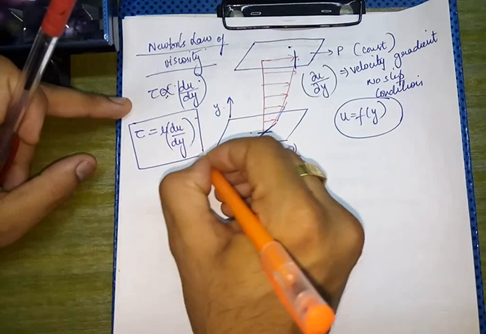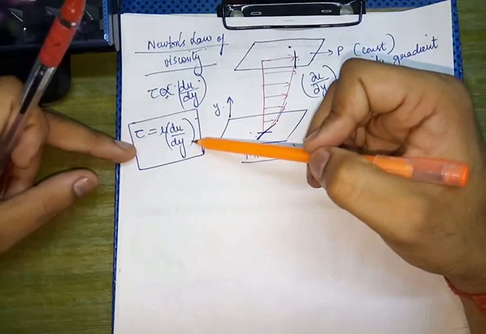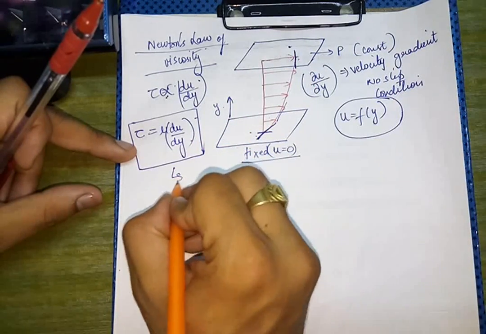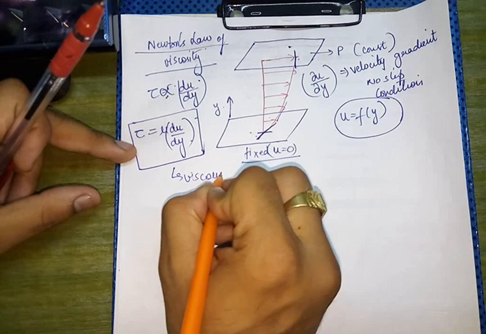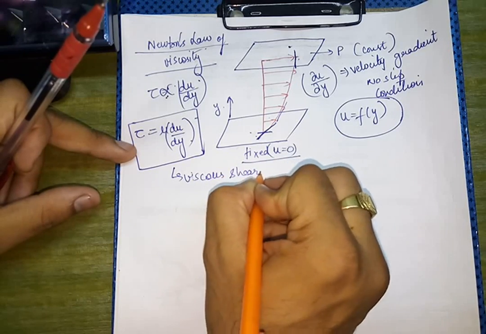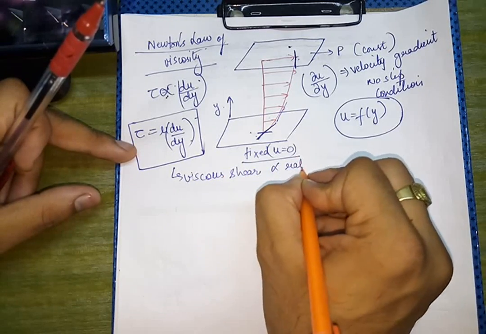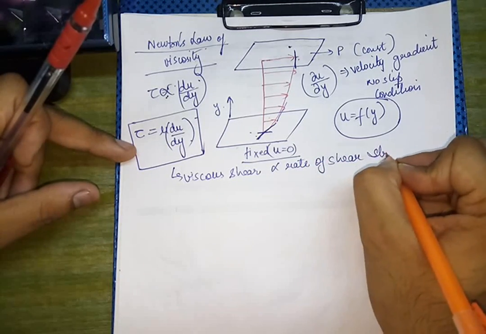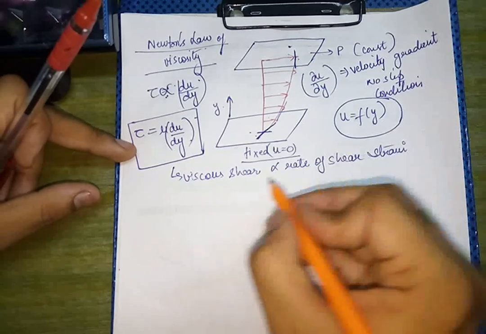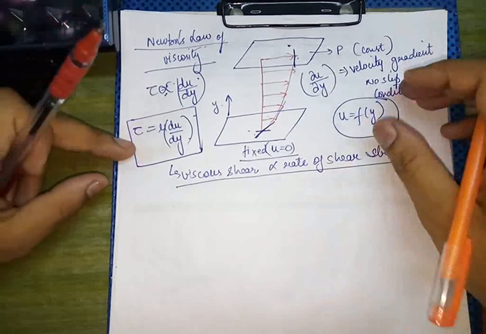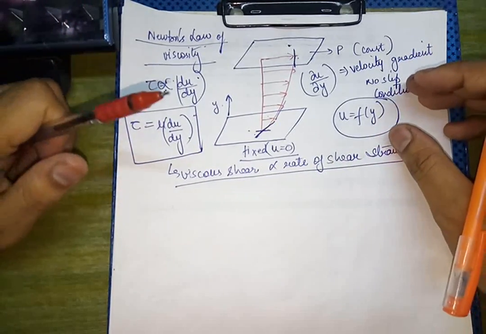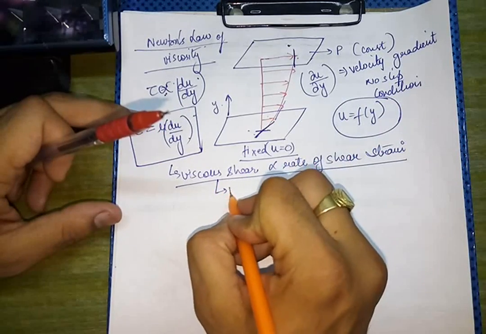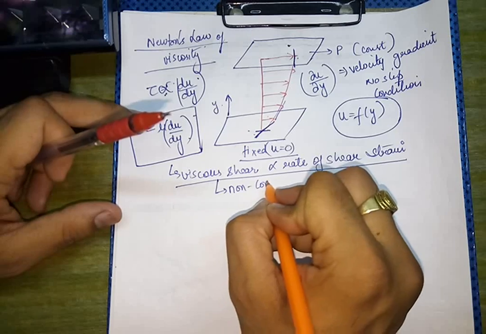So this will be Newton's law of viscosity. We can write in words: viscous shear is directly proportional to the rate of shear strain. Now this viscous shear is actually non-conservative in nature.